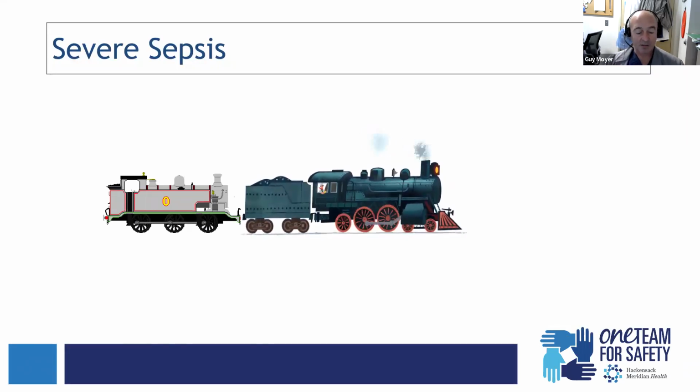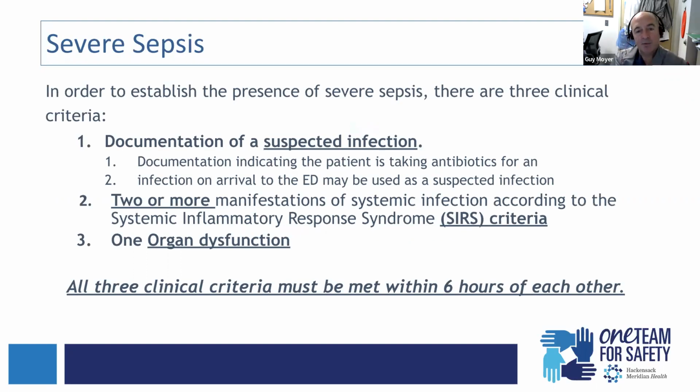If we didn't identify early sepsis, we're moving on to severe sepsis, and that's the next piece of the train. In order to establish the presence of severe sepsis, there are 3 clinical criteria. Documentation of a suspected infection, or documentation indicating that the patient is taking antibiotics for an infection. Infection on arrival to the ED may also be used as a suspected infection. Then 2 or more manifestations of your SIRS criteria, in addition to 1 organ dysfunction.